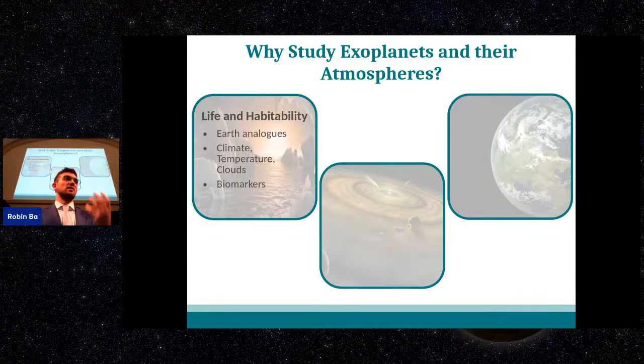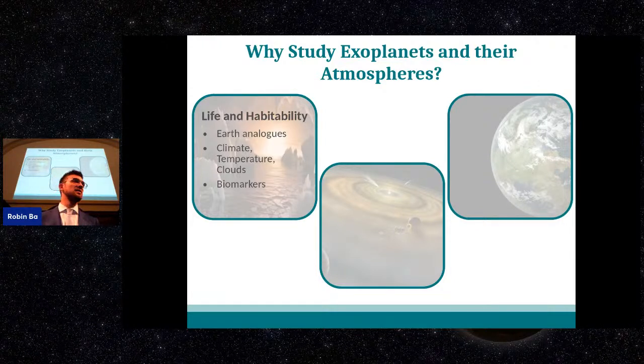So, of course, a very important question that I think most of us have once thought about is, are we alone here on Earth? Or is there also life out in outer space? And by studying these atmospheres, we can actually try to look for Earth analogs. We can try to analyze the climate, the temperature, the clouds, and see if these are suitable for the development of life. And we can try to find biomarkers or biosignature gases. These are gases in the atmosphere that may reveal the presence of life on such a planet.